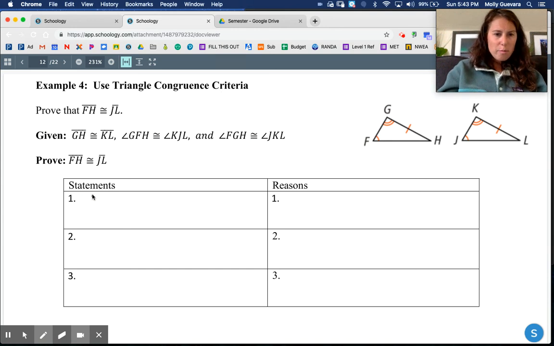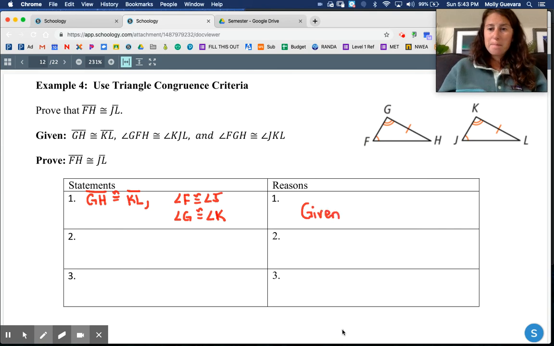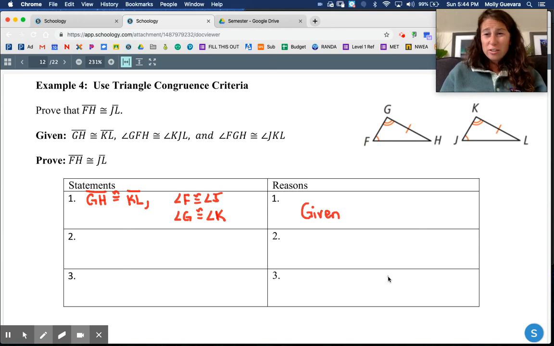So remember that whatever's given to you goes in that first box. So I know that GH is congruent to KL, right? I know that angle, we can simplify this and say angle F is congruent to angle J, and I know that angle G is congruent to angle K. And all of those things I know because they were given. Okay.